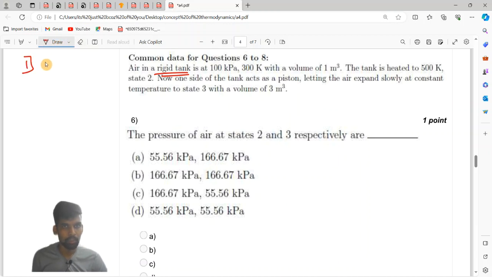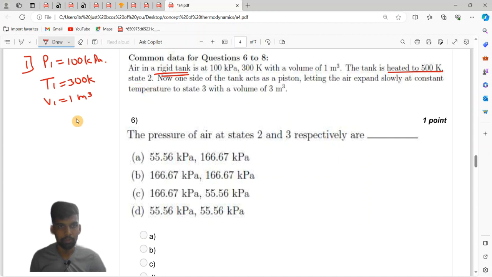At state 1, pressure is 100 kPa, temperature is 300 Kelvin, and volume is 1 meter cube. The tank is heated to 500 Kelvin at state 2. So at state 2, T2 is 500 Kelvin, and V2 is equal to V1. Now at state 3, what is happening?